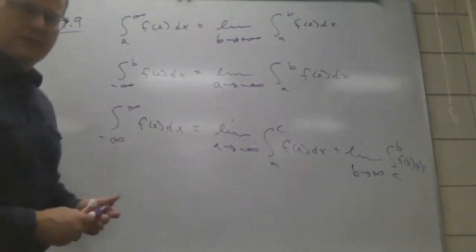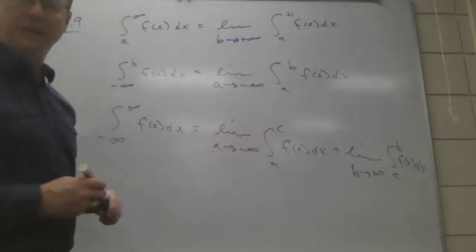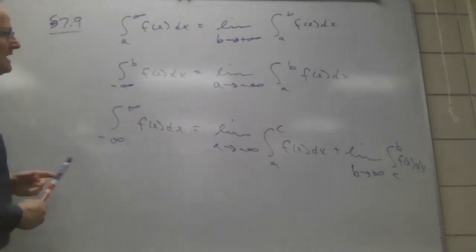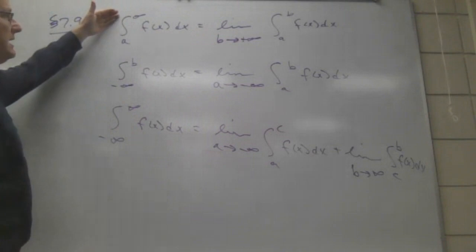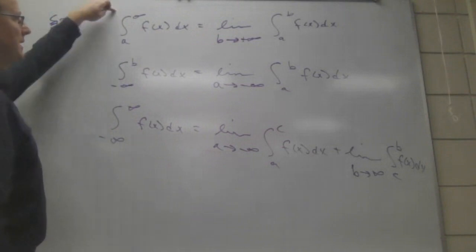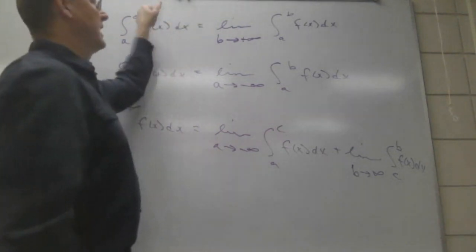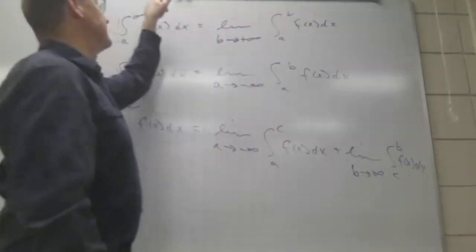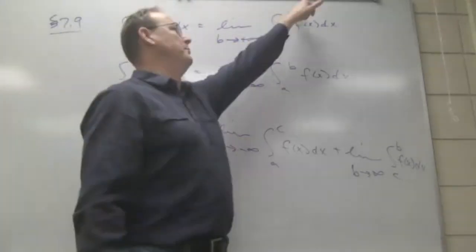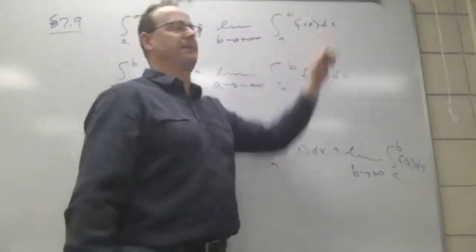Okay, so here's a few things from section 7.9. We had improper integrals with infinite limits of integration. And so we had a definition that the definite integral from a to infinity of f of x with respect to x, instead of having infinity up here, which is an improper integral, we could have a b up here and then take the limit as b approaches infinity from a to b of f of x dx.